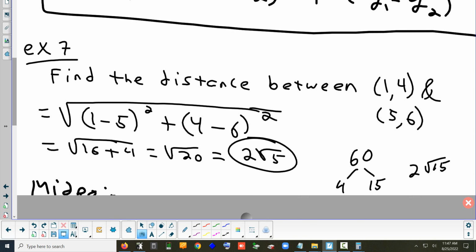So find the biggest perfect square that goes into that number and whatever's left. Now, if you don't find the biggest perfect square, that's okay. You could end up doing the problem twice.